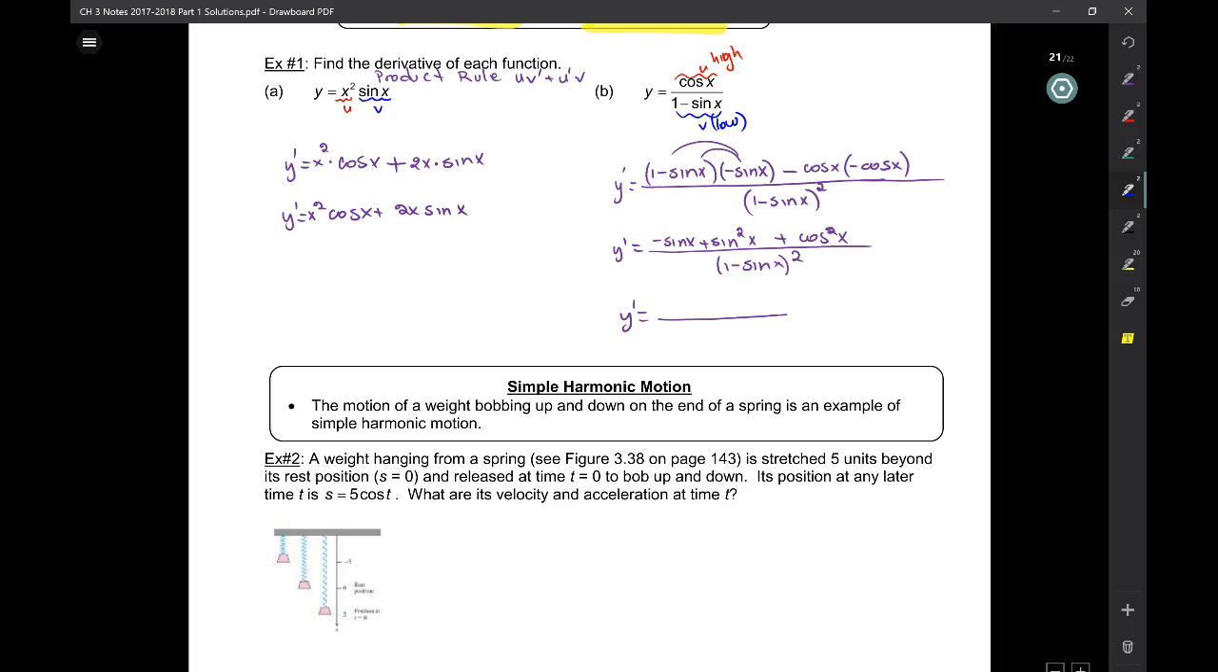What equals 1? Sine squared x plus cosine squared x equals what? 1. Equals 1. That's from chapter 5, section 5.1, the Pythagorean identity.